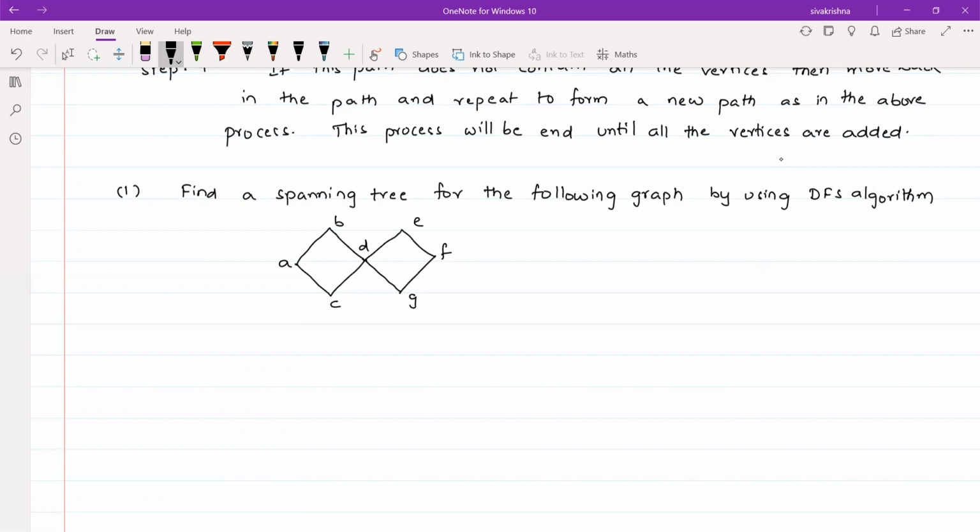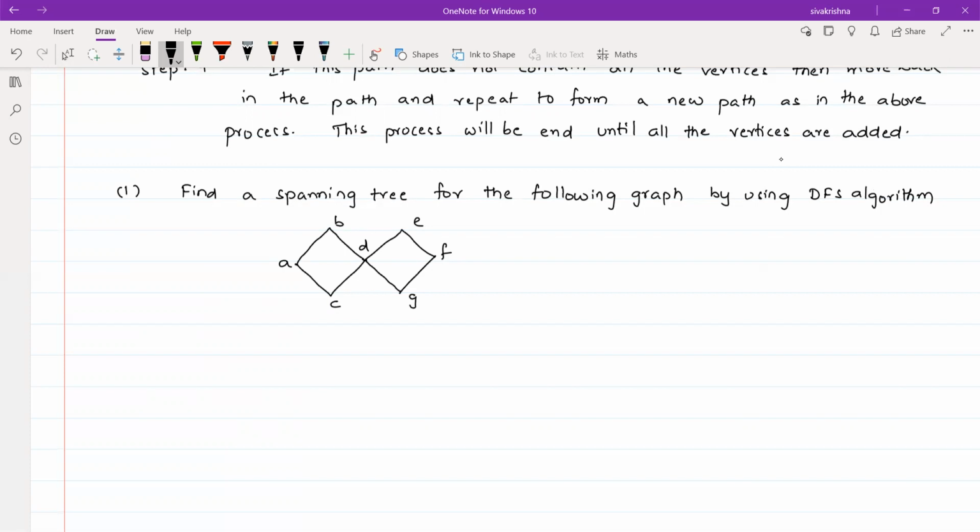This is an example we have already done through the BFS algorithm. This particular example can be done using BFS, and the same problem can also be done using DFS. Now we are going to find the spanning tree for this particular graph by using the DFS algorithm.